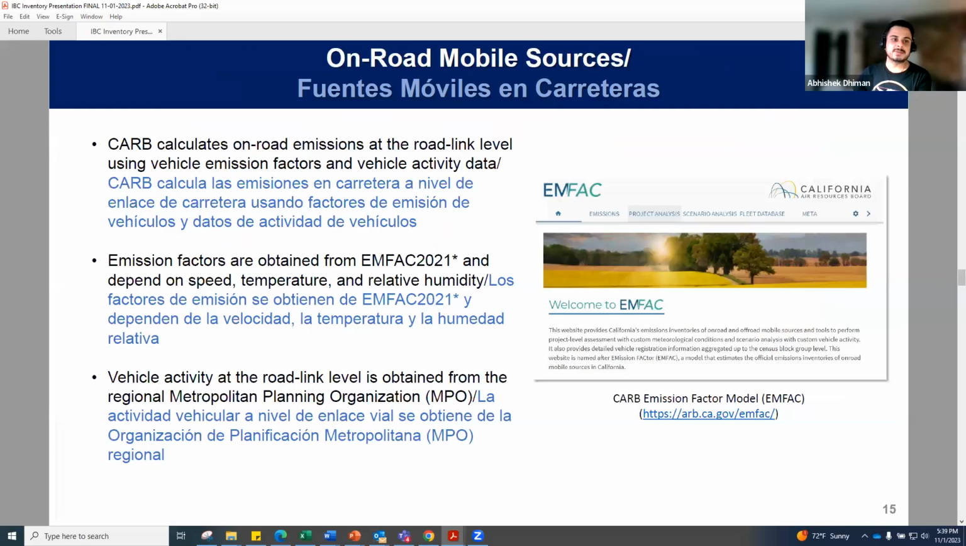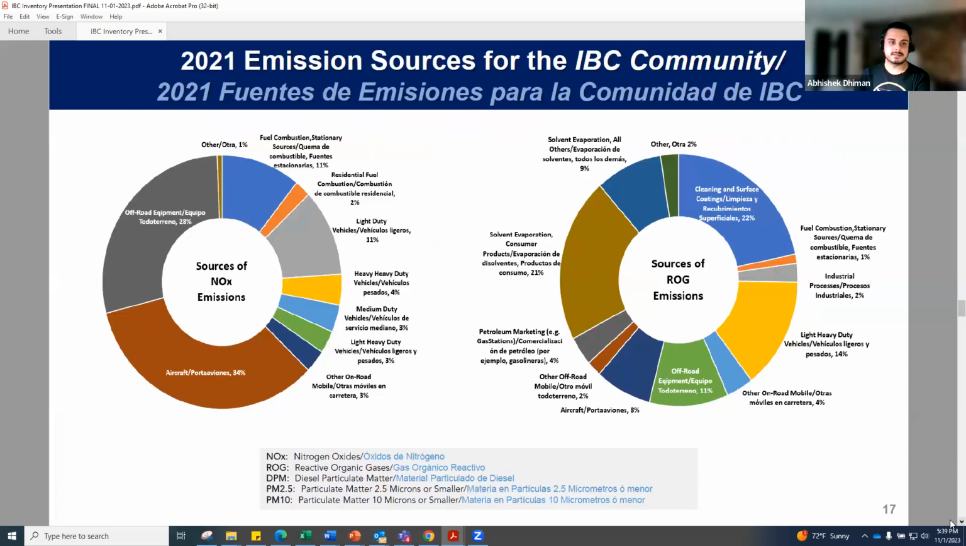In the previous slides, we were looking at the emission results within IBC from an individual source category standpoint. Now we will look at all the sources together. These are the pie charts that show all the sources together, so that you can get a sense of, in the bigger scheme of things, which sources dominate.